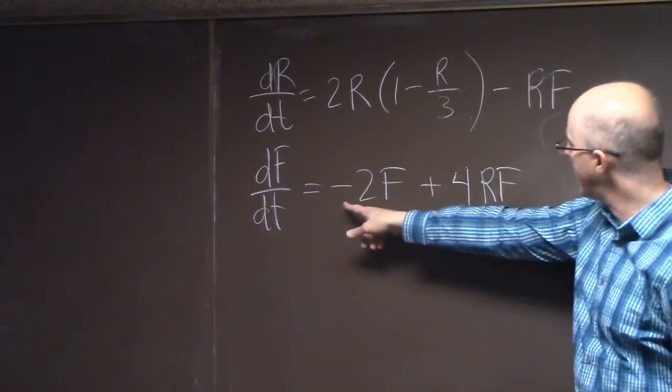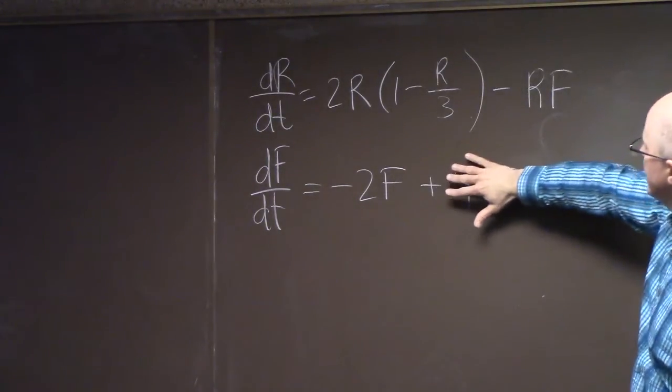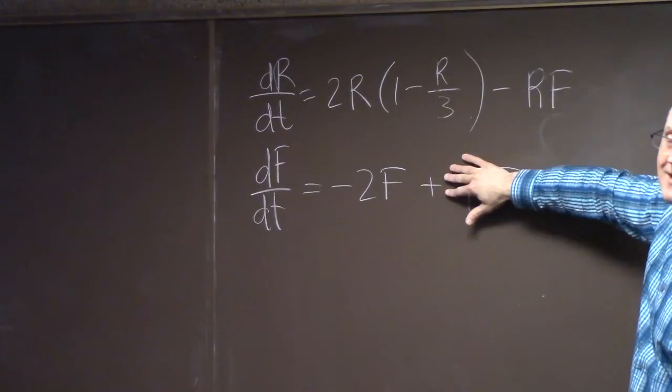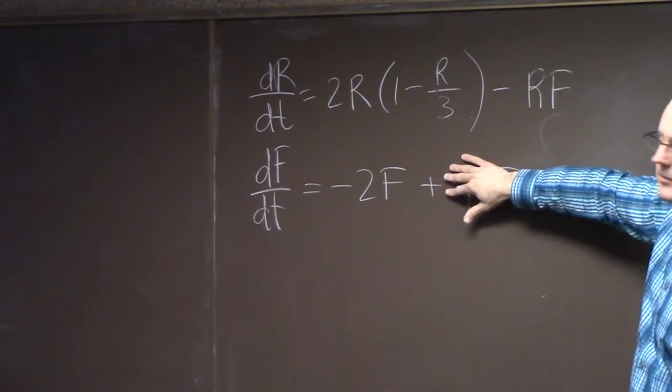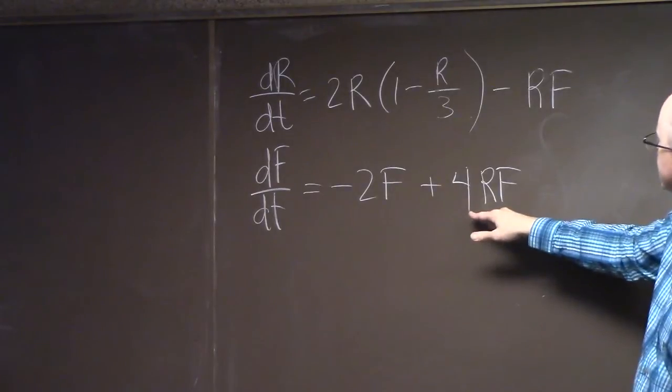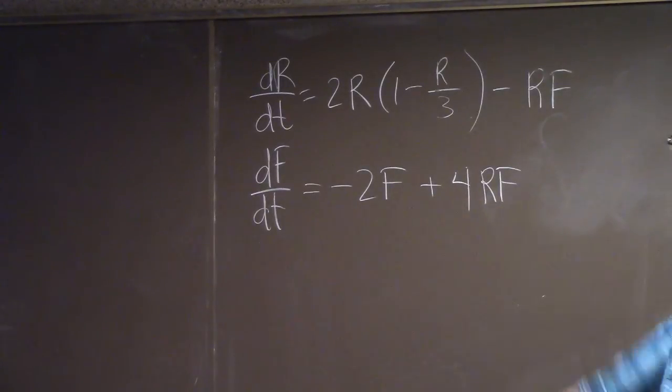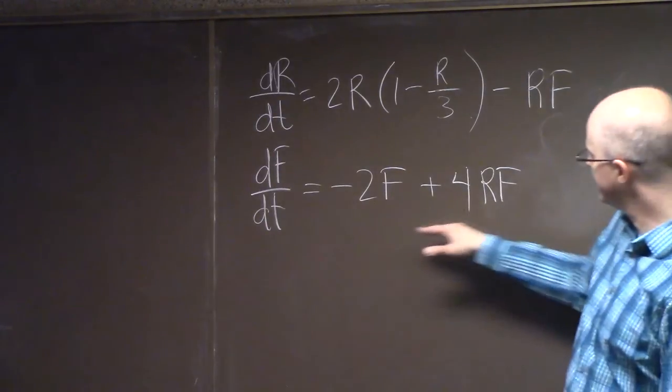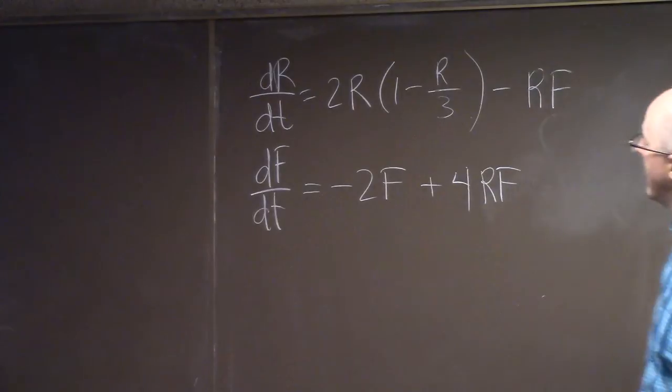For the fox population, in the absence of rabbits, you have an exponential decay, like the rabbits are their only food source. By putting this term here with a plus sign, that's an interaction term that gives you a positive benefit to the fox population. This being positive could outweigh that negative to make the fox population grow.